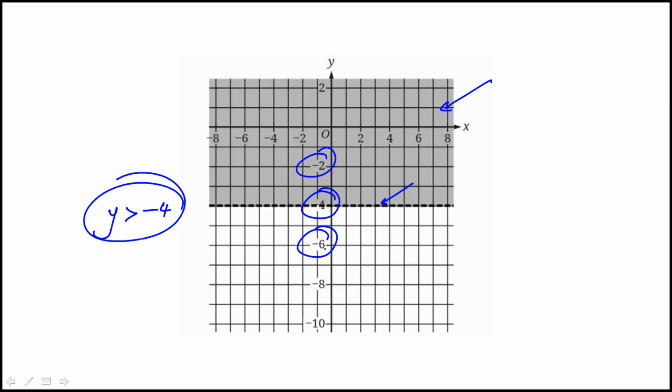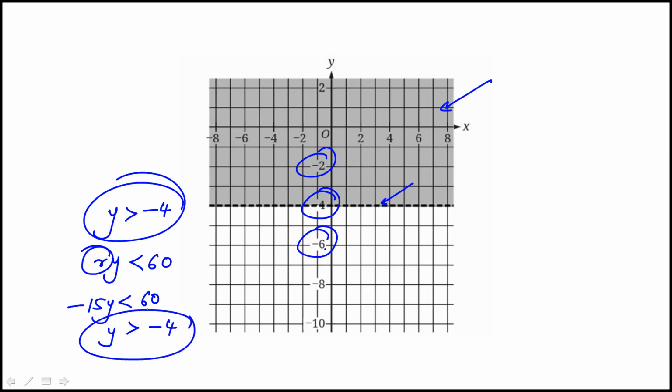Now they tell us that it's equivalent to ry is less than 60. So you can see that r will need to be a negative number, and I need to get -4. If I have -15, if you divide both sides by -15, the inequality flips, and you get y is greater than -4. So the answer is r, which is a constant, a number here, simply -15, which if you look at the choices is choice D.